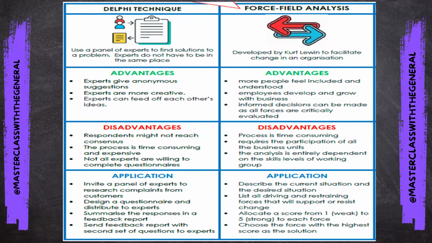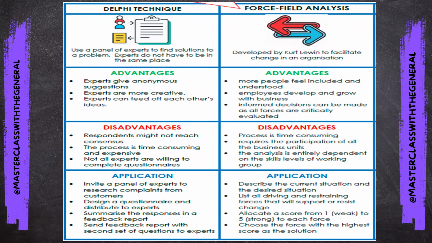Let's look at the application of the nominal group technique. Number one, describe the current situation and the desired situation. So remember, this is about change, to move or not to move, to go or not to go. So let's understand the two options that are before us clearly. Let us define the current situation, where we currently stand, and let us also define the desired situation where we would like to be.